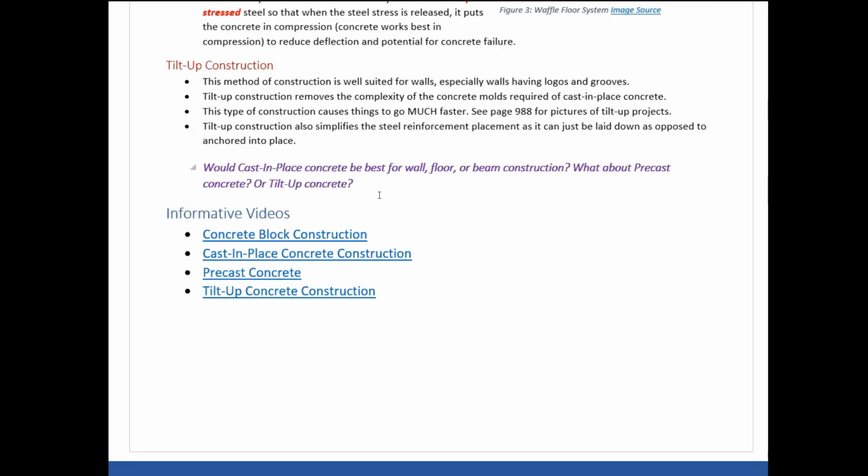For our final question, I would like you to consider this: would cast-in-place concrete be best for wall, floor, or beam construction? What about precast concrete? Would it be best for wall, floor, or beam construction? Tilt-up concrete, would it be best for wall, floor, or beam construction? I've said the answers to these questions in the video. You just have to remember it.